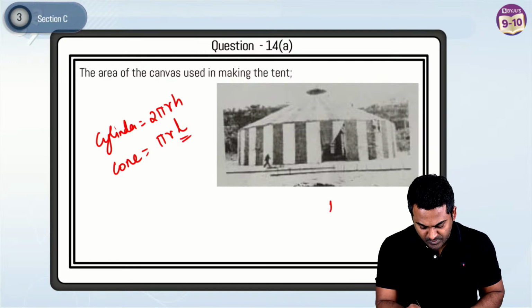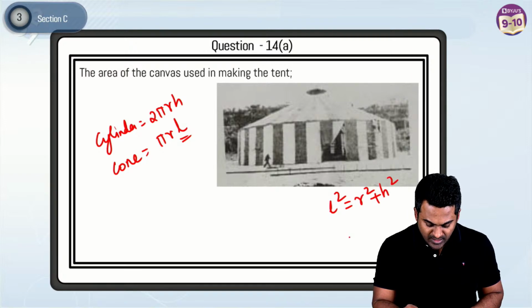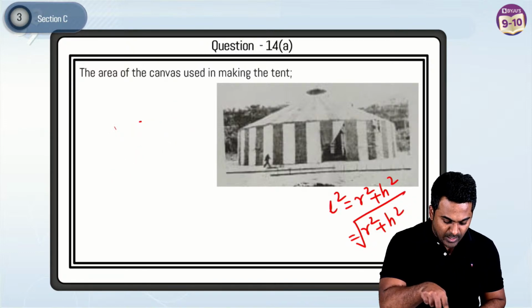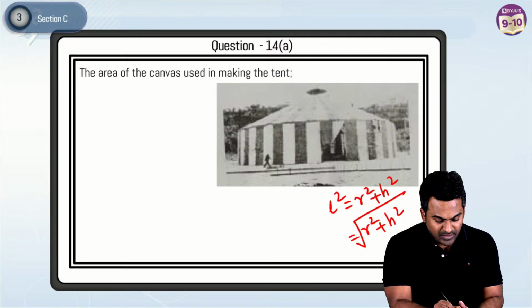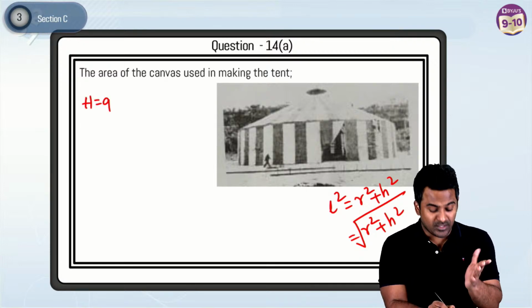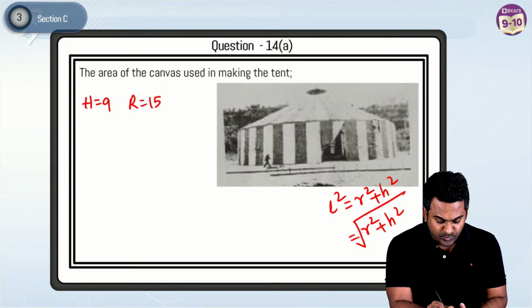You know this relationship, right? L square is equal to R square plus H square. So slant height is going to be the square root of R square plus H square. Okay, so let me just get the values down correctly first. It has been given the height of the cylinder as 9 and diameter was 30. So I'm directly converting this. The radius would be 15.